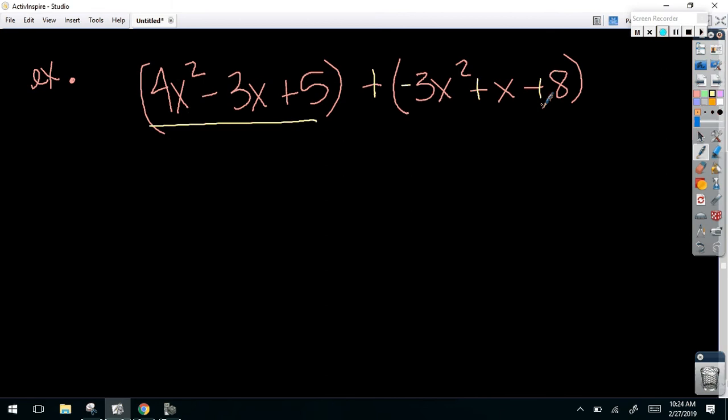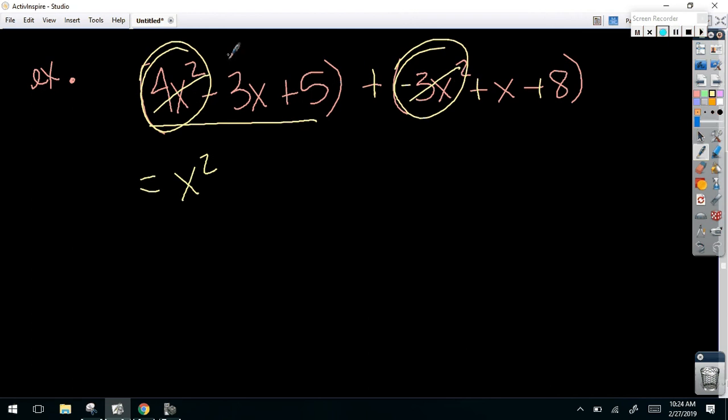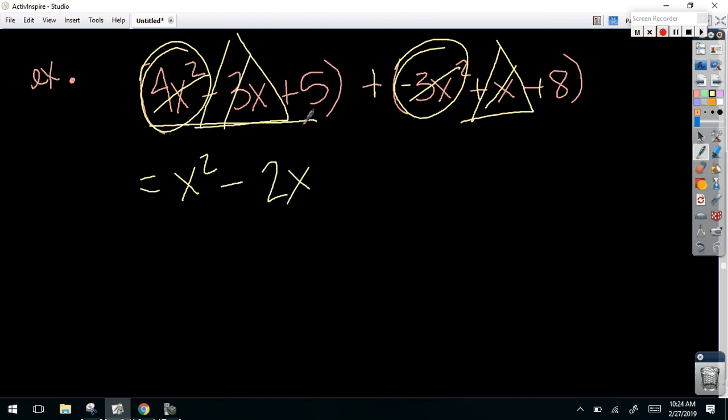All right, let's get our like terms together. But you got to change that first sign. So what is 4x squared and negative 3x squared? Yep, because everything in the parentheses changes. What's 4 minus 3? X squared. 1x squared. And I'm done with that one. What is negative 3x and x? Negative 2x. Good job. And then finally, my constants, 13.